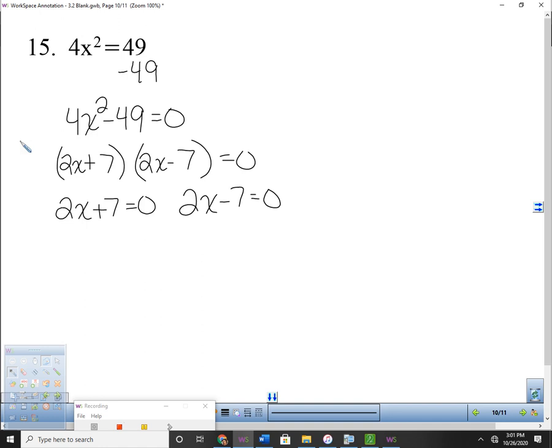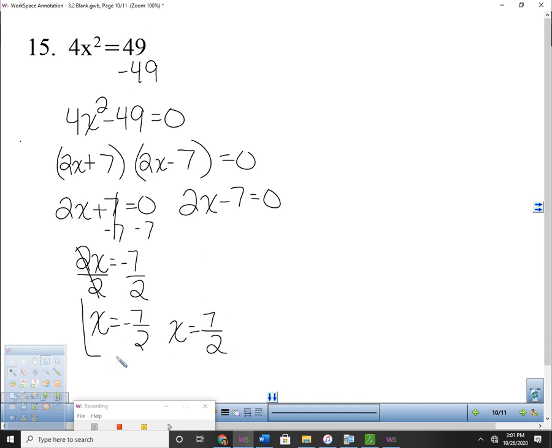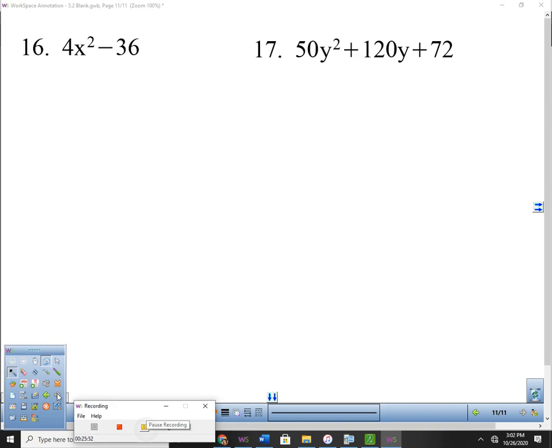Okay, so if I'm going to solve for x, I need to subtract 7 and then divide by 2. And then this one's going to be exactly the same, only it will be positive, right? Because instead of subtracting 7, I will be adding 7. Okay, go ahead and put equals 0 at the back of these because I failed to do that.